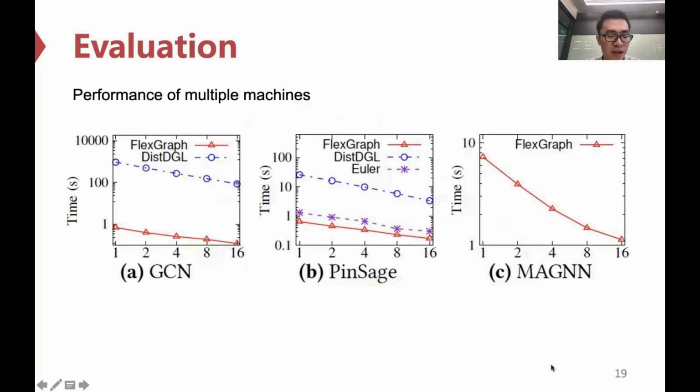The next is the performance in a distributed environment. On all 3 GNN models, FlexGraph nearly achieves linear speedups as the number of machines increases.